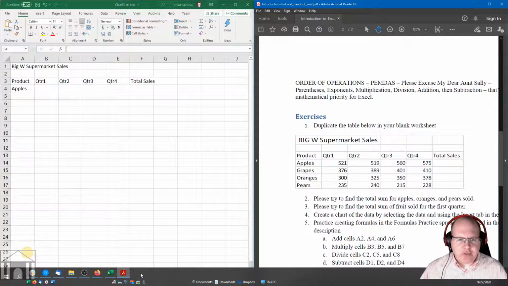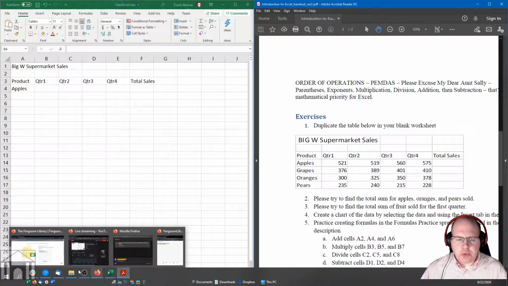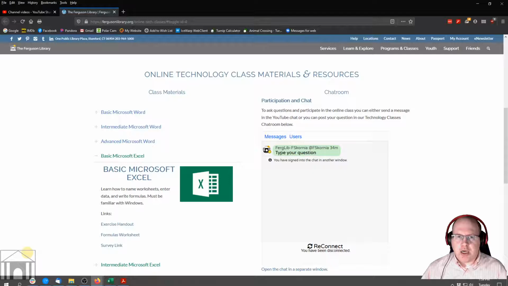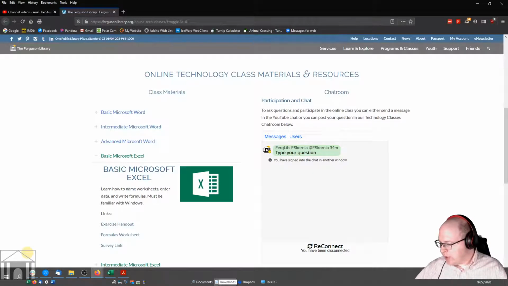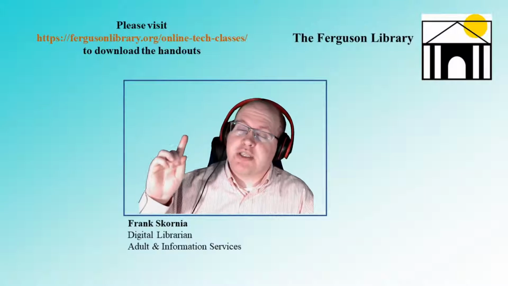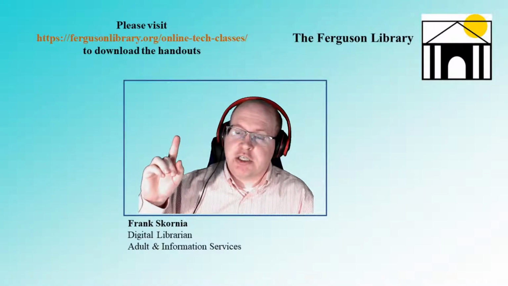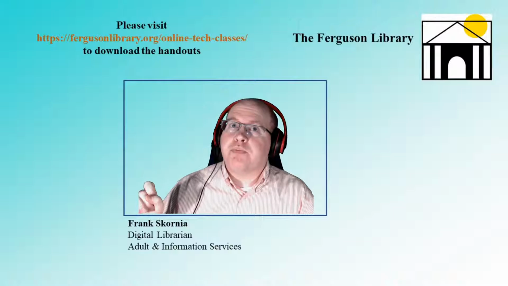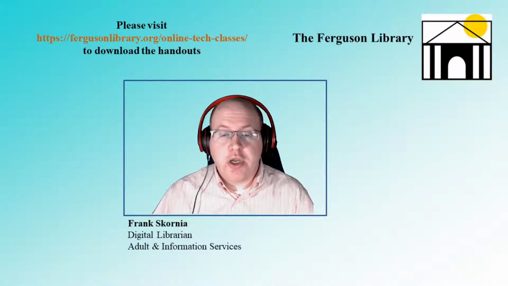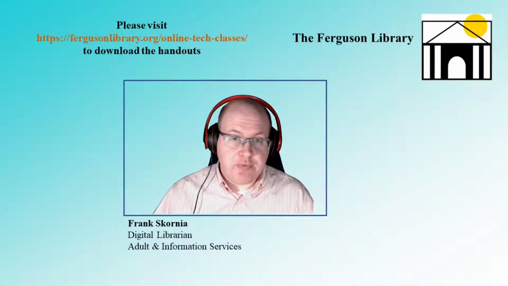If you haven't downloaded the handout, what you'll want to do is go to fergusonlibrary.org. Let me just quickly pop this up so you can see the address: fergusonlibrary.org/online-tech-classes. Go to this address, then scroll down, go to Basic Microsoft Excel, and this is the handout that you'll want to download. You can either click on it and it'll open as a PDF, or you can right-click and save link as if you want to save it to your computer.